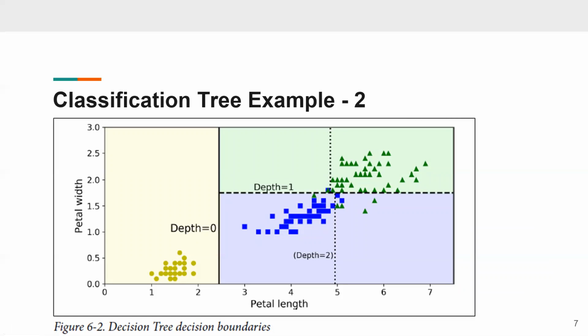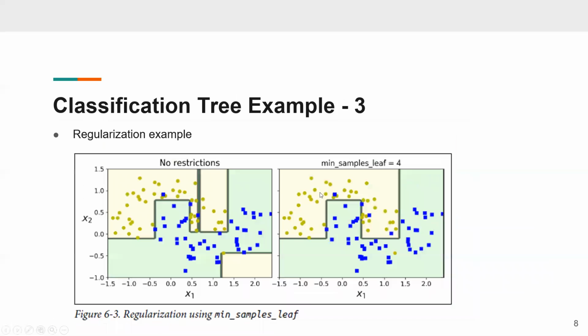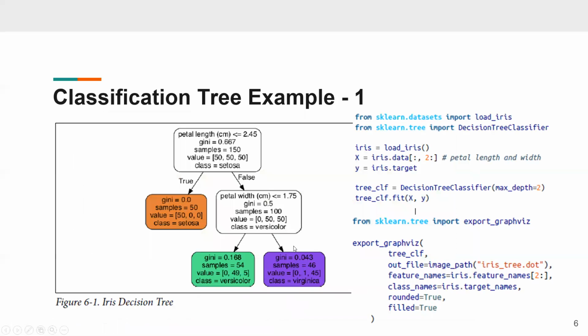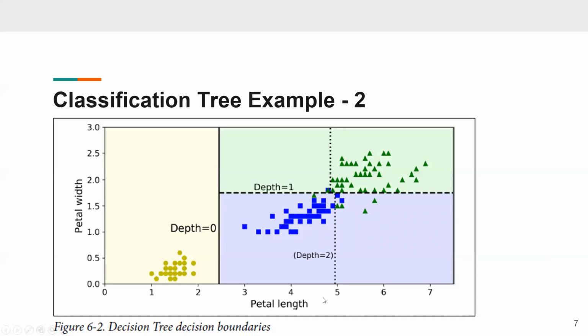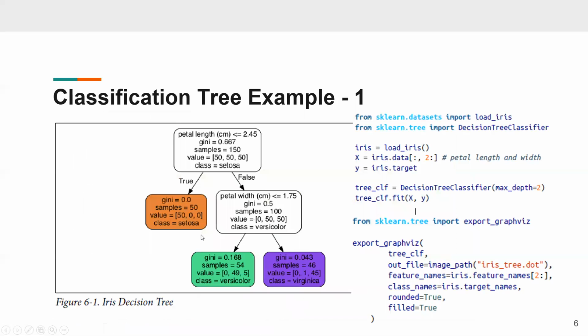So let's say 54 of versicolor and 46 of virginica. So depth 0, depth 1, essentially, let's go over this one more time.